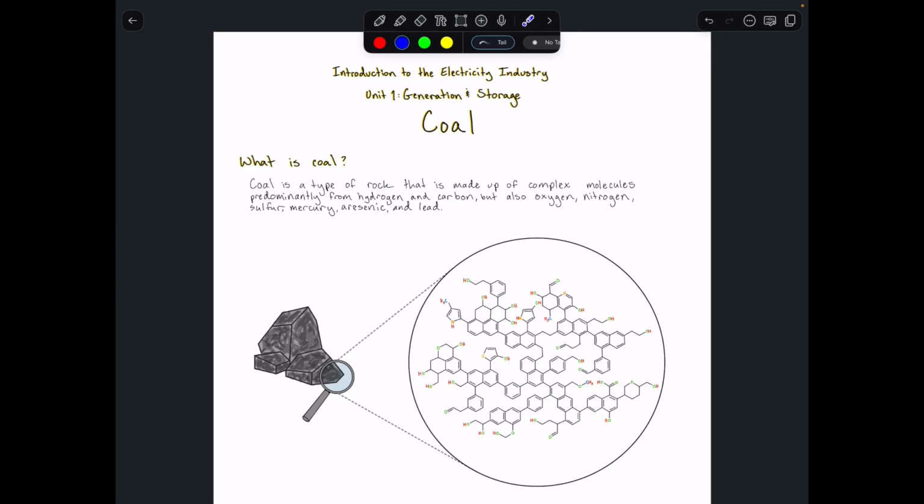So it's these large, complex molecules. It doesn't have a singular chemical formulation. And so here you can see I've sketched out a coal molecule that was found in a sample of coal to help illustrate just how large and complex these molecules are.